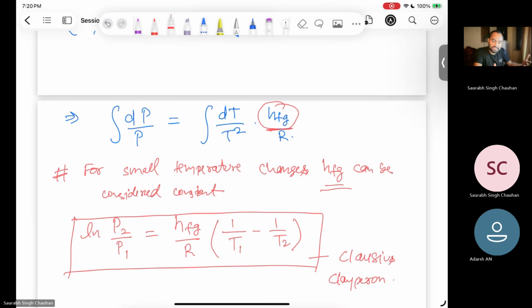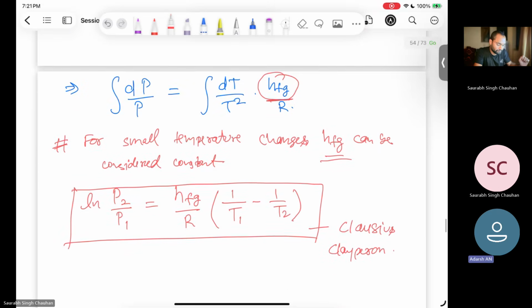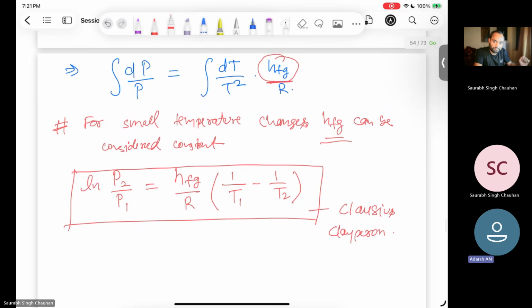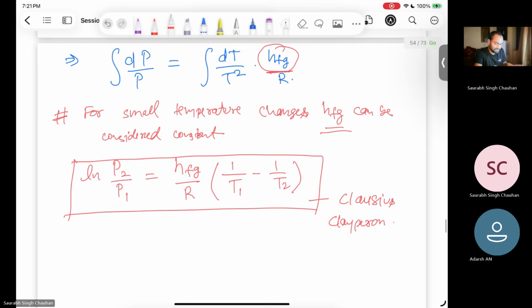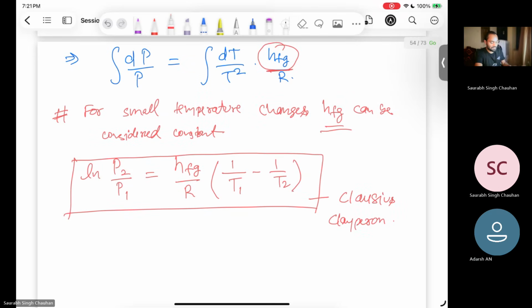So when we say that T1 and T2 should be close, how close? They should be close enough so that this enthalpy can be assumed constant. So that closeness will depend on the change of enthalpy with respect to temperature. That we can check in the steam tables. I will show you the steam tables when we discuss the questions, then we will refer to the steam table.